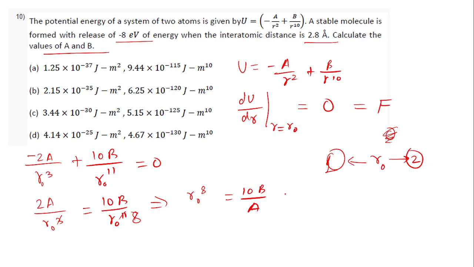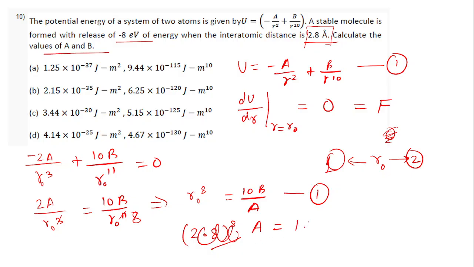This is one equation, and from this equation I found this value of r0. Because the r0 value is already given, when I substitute it here, it becomes 2.8 to the power 8 divided by... no, let's do this. Bringing a to this side, it becomes 10 times b over r0 to the power 8, where r0 is 2.8 angstrom.